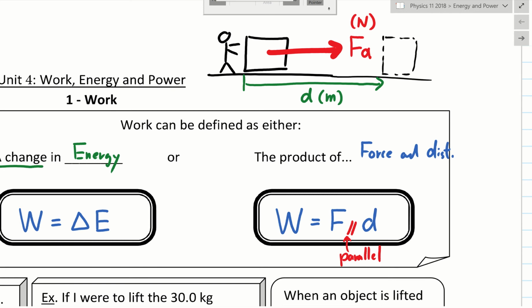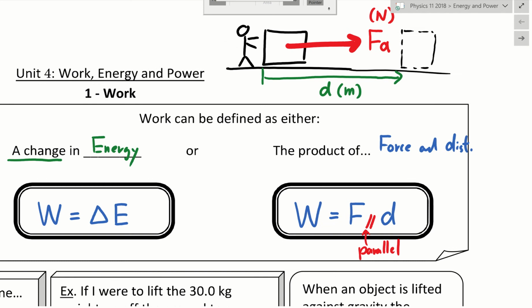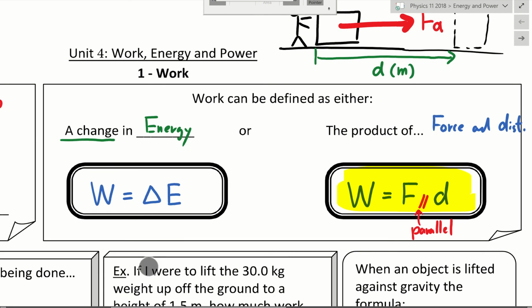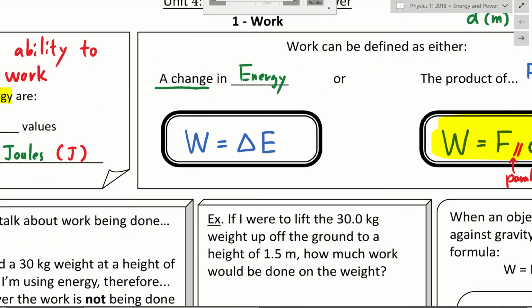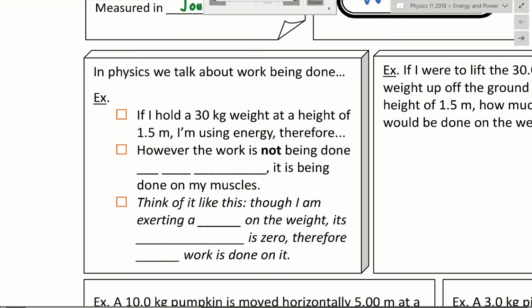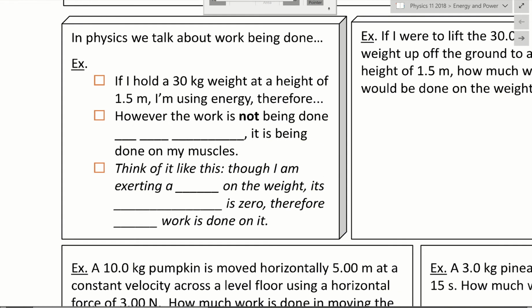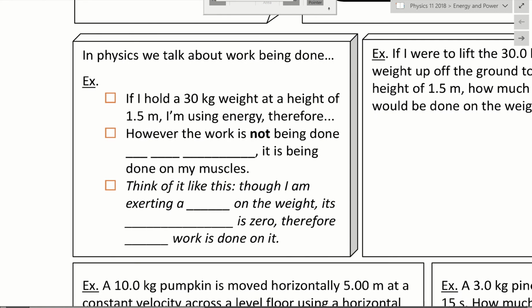Now, that's the equation that you see on your formula sheet as one of the first ones on energy. The amount of energy that you input to the object is equal to the force multiplied by the distance that the object is traveling. So pretty easy to do. It's a two-part equation, right? Not that bad.